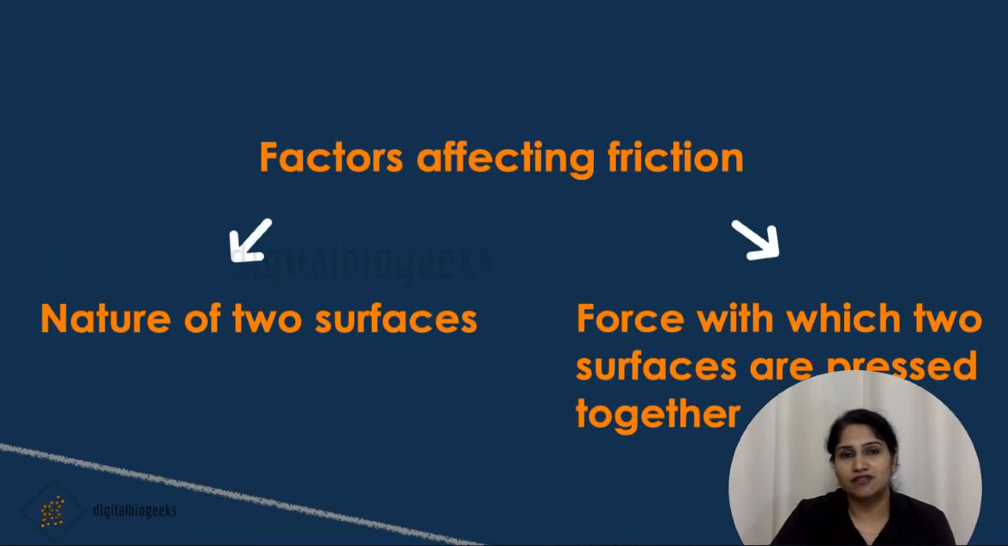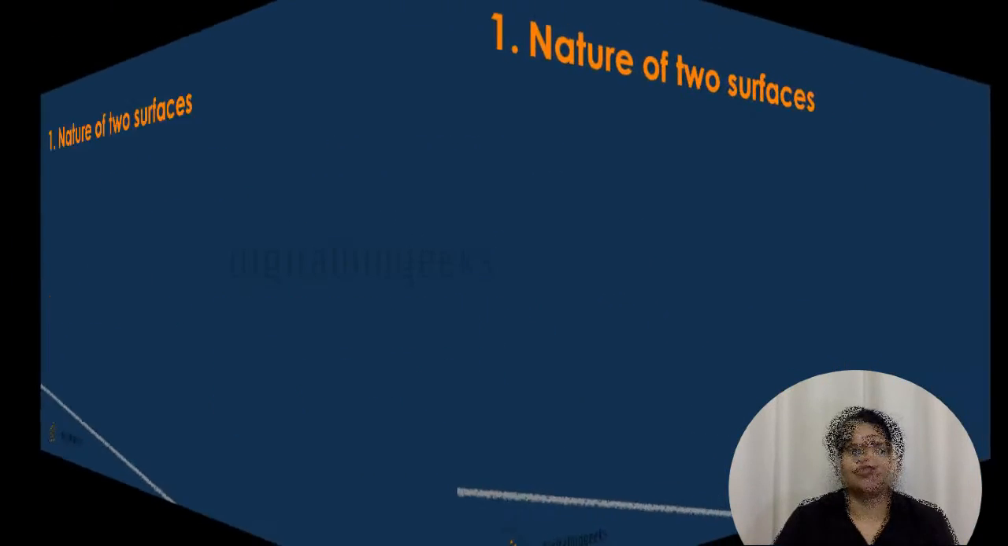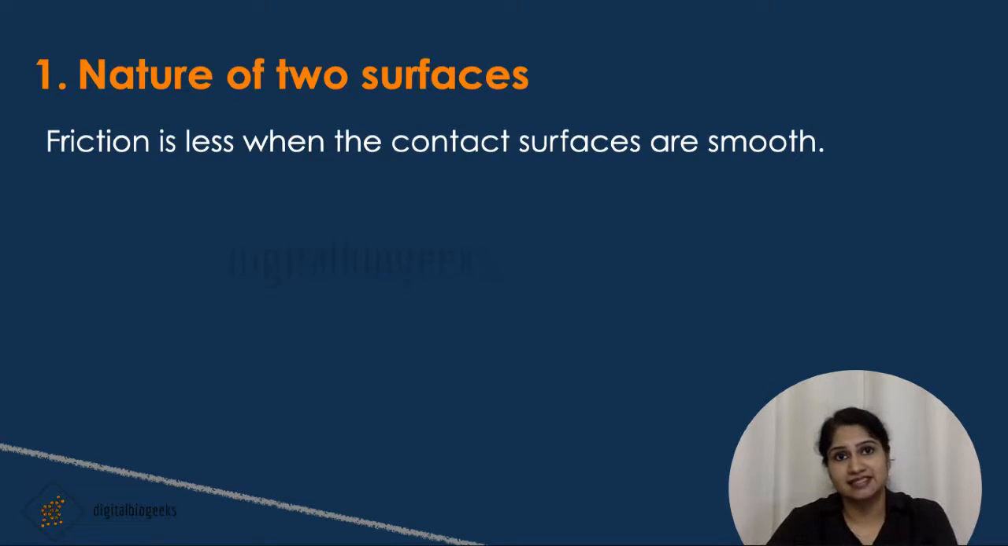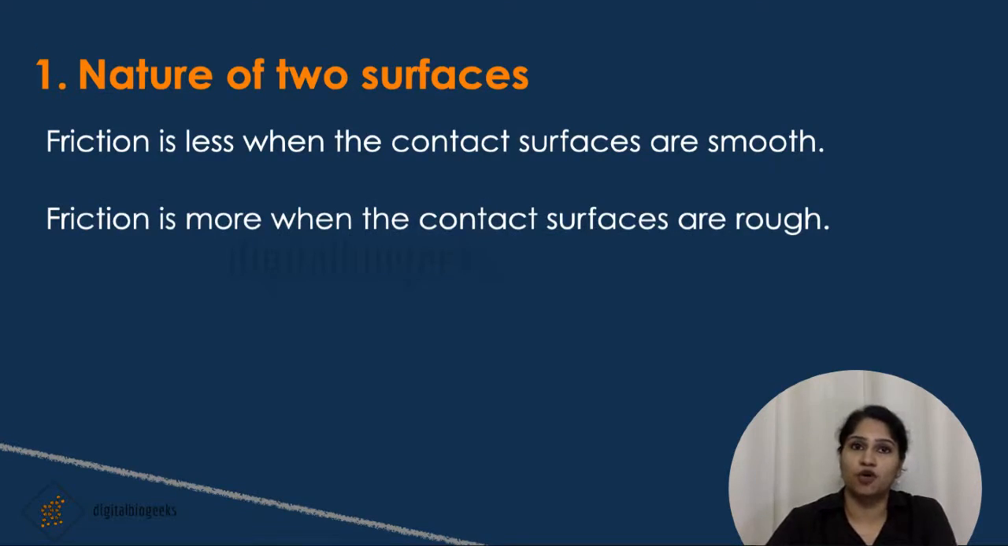The frictional force depends on two factors: nature of two surfaces and force with which two surfaces are pressed together. Let's learn more about this. The force of friction is different on different surfaces. Like friction is less on smooth surfaces and more on rough surfaces. Let's understand this through one experiment.